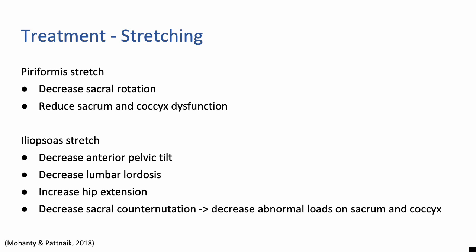Then we have stretching. In that same Mohanty and Patnick article, they did these stretches. They did a piriformis stretch. The reasoning behind that was to decrease sacral rotation and reduce dysfunction of the coccyx and the sacrum. And then they did an iliopsoas stretch to decrease anterior pelvic tilt and lumbar lordosis, increase hip extension, and decrease sacral counternutation, which was to decrease abnormal loads in the sacrum and coccyx.